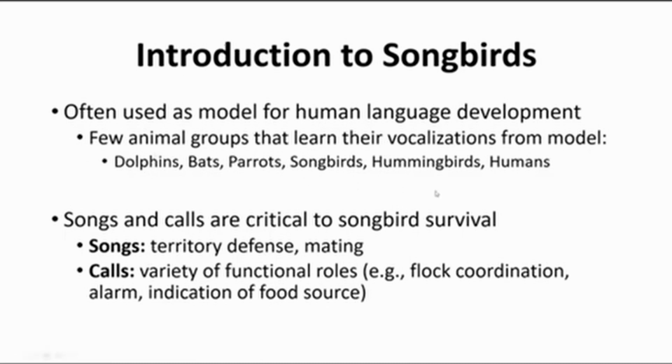But this parallel with how songbirds acquire their vocalizations and how humans acquire language has made songbirds a really great model to study to understand how humans might be learning language. And so songbirds produce both songs and calls, and these vocalizations are all critical to their survival, so there's some evolutionary benefit to having them. So songs tend to be used for territory defense and mating. So songs tend to be related to things that are related to survival and reproduction sort of directly.